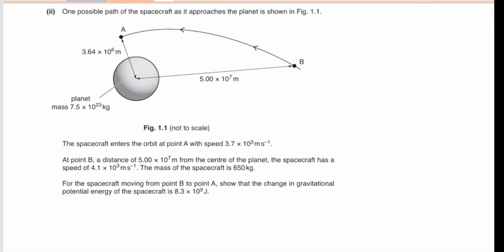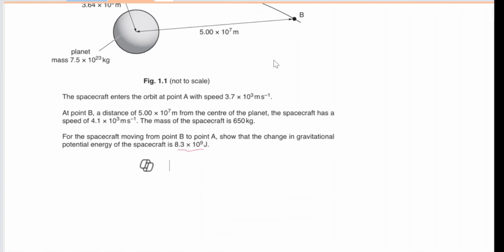Next, it says that one possible path of the spacecraft as it approaches the planet is shown in this figure. The spacecraft enters the orbit at point A with speed 3.7 times 10 power 3. So it's going from B to point A, and it's still in this orbit around the planet. At point B, a distance of 5 times 10 power 7 meters from the center of the planet, the spacecraft has a speed of this much, and the mass is this much. For the spacecraft moving from point B to point A, show that the change in GPE of the spacecraft is 8.3 times 10 power 9.